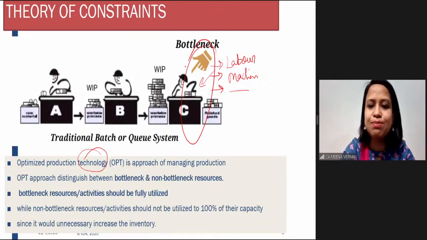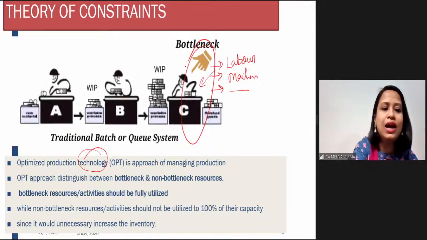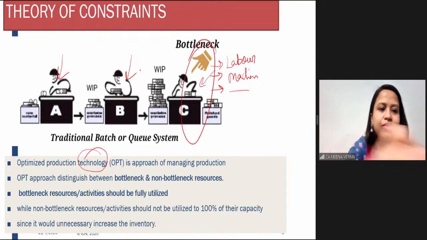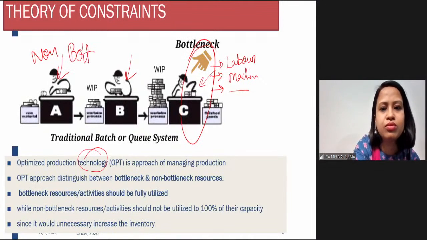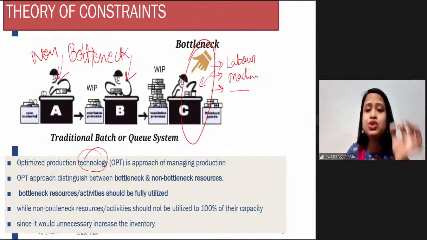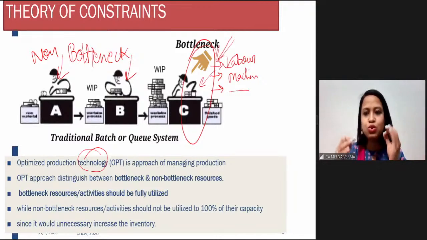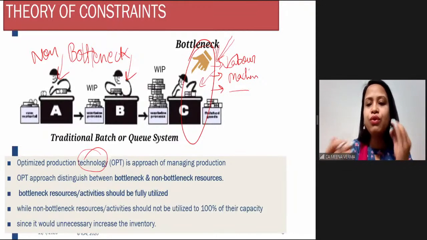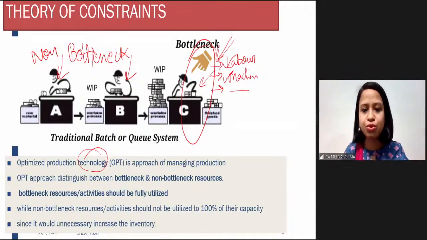Okay, so this is the place of bottleneck activity where our resources are limited, while other places like place A and B are non-bottleneck activity. We will call it non-bottleneck activity. See, we want to improve this place. We want to improve our labor at this place so that they can produce more. We want to improve our machine so that it can produce more goods.